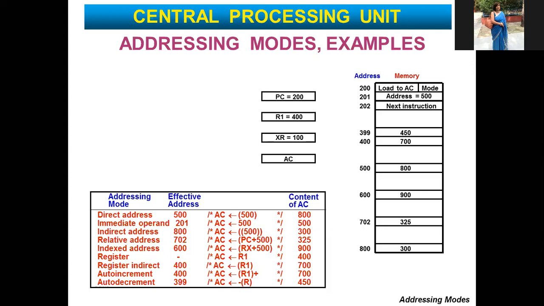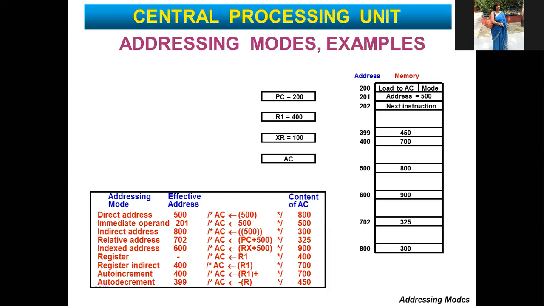Similarly, by going by the definition of addressing mode and by going by the given information, we have to find out the effective address as well as the content of AC. Now we are coming to the next kind of addressing mode, that is the immediate operand.